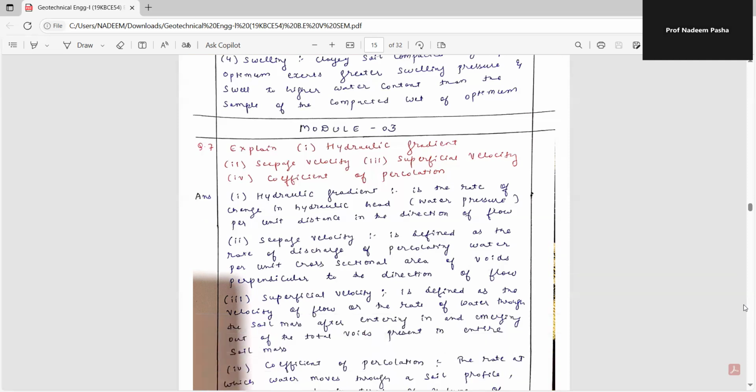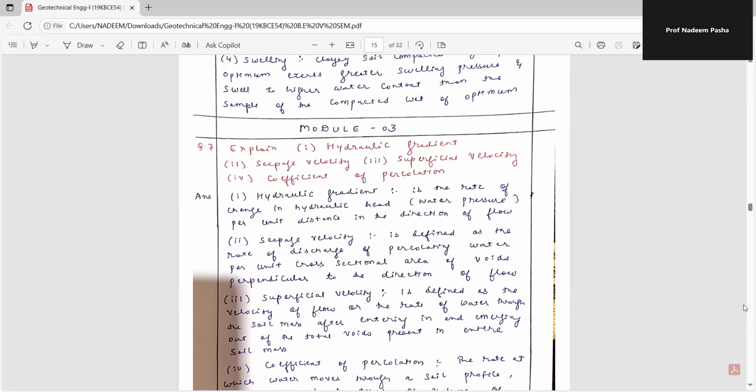Superficial velocity. It is defined as the velocity of flow or the rate of flow through the soil mass after entering in and emerging out of the total voids present in the entire mass. See here, there is a big difference between seepage velocity and superficial velocity. It is the velocity of flow through the soil mass after entering in and emerging out of the total voids present in the entire soil mass.